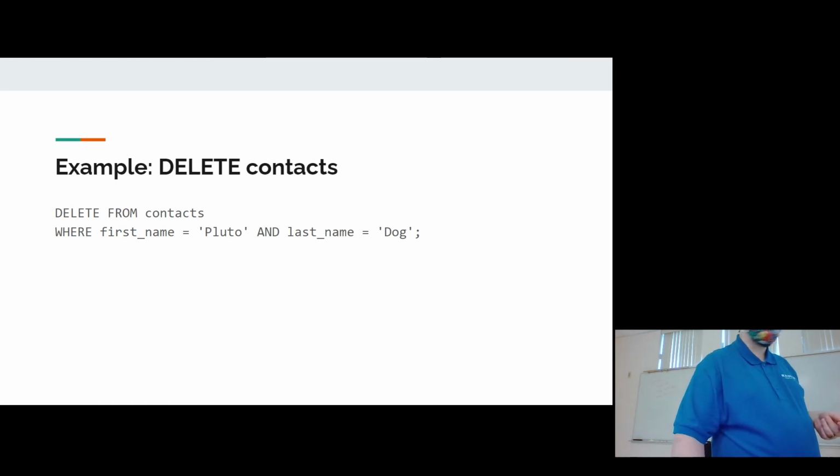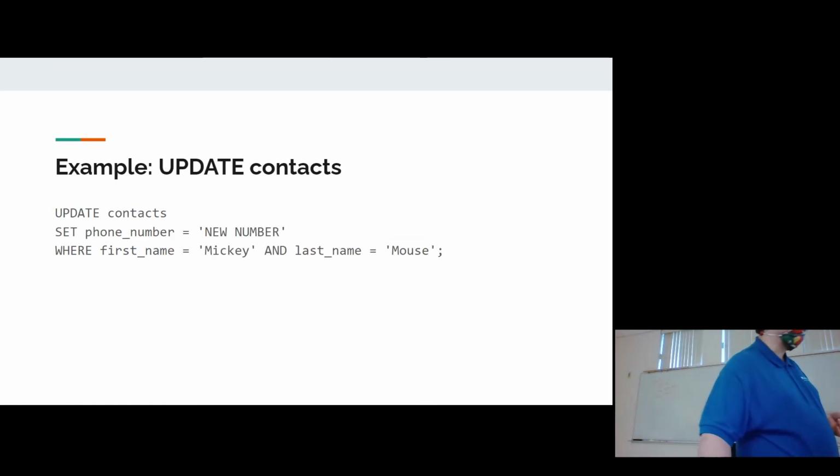Now, SET says what data do I want to change? So here I'm going to say let's change the phone number to this new number. Make sense? So SET says what columns you want to change and what you want to change them to. This is one of those weird cases where this single equals does mean assignment, but this single equals means comparison. In a WHERE clause, it means comparison. In a SET, it means assignment. SQL is kind of weird like that sometimes.